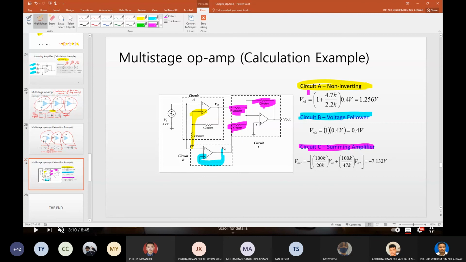So what does the Vout look like? This will serve as the input for the first input of the summing amplifier, and then the voltage follower will be fed to the second input of the summing amplifier. So which means, okay, then you get the final value.